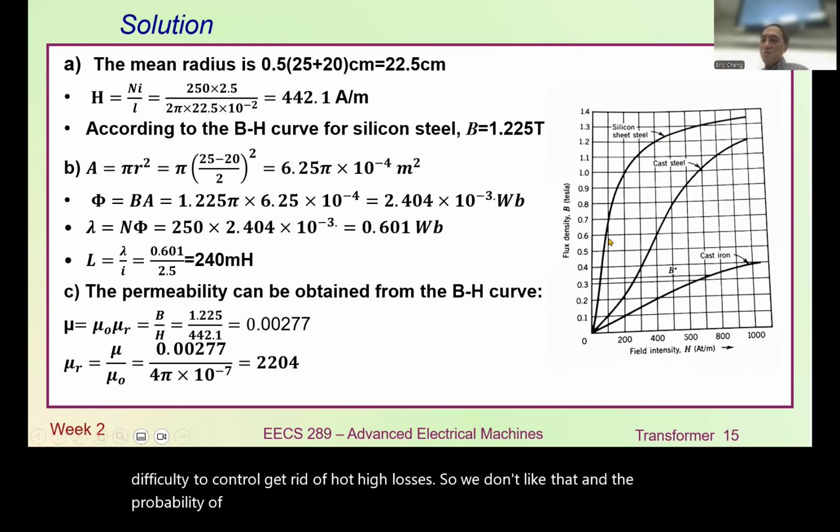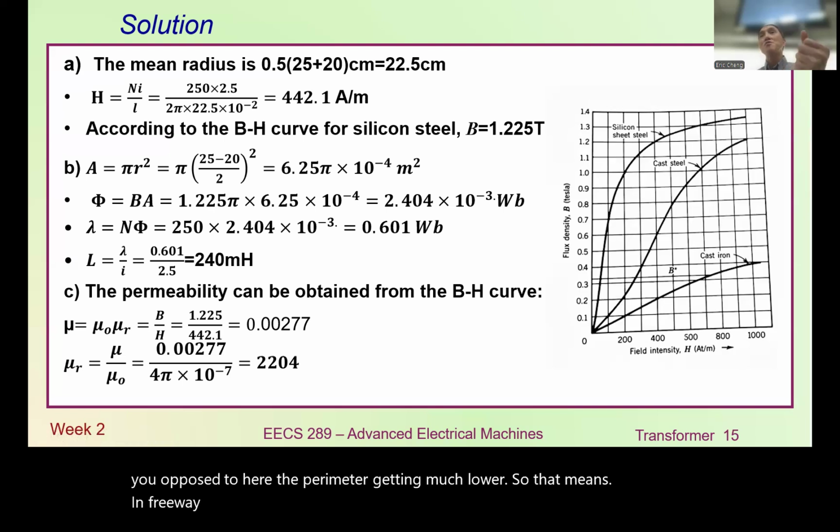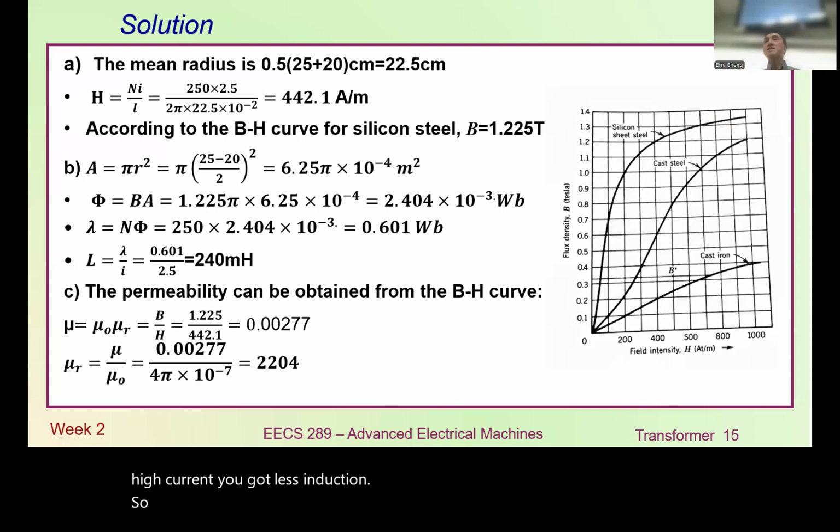You see, the permeability here will be quite high, right? When you approach here, the permeability gets much lower. So that means in theory, you use that design for your inductance, but when you operate it at such a high current, you get less inductance. So you spoil your design.